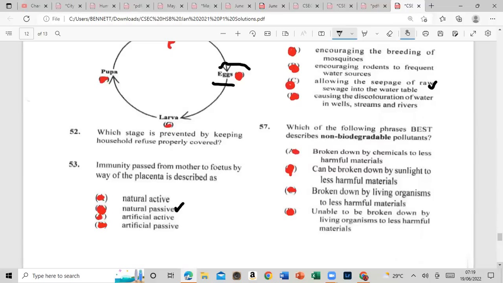Which of the following phrases best describes non-biodegradable pollutants? A, broken down by chemicals to less harmful material. B, can be broken down by sunlight to less harmful material. C, broken down by living organisms to less harmful materials. Or D, unable to be broken down by living organisms to less harmful material. And that, 57, would be D.